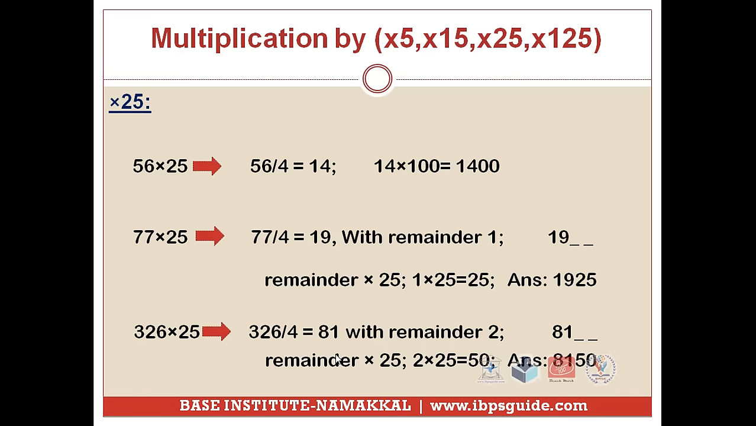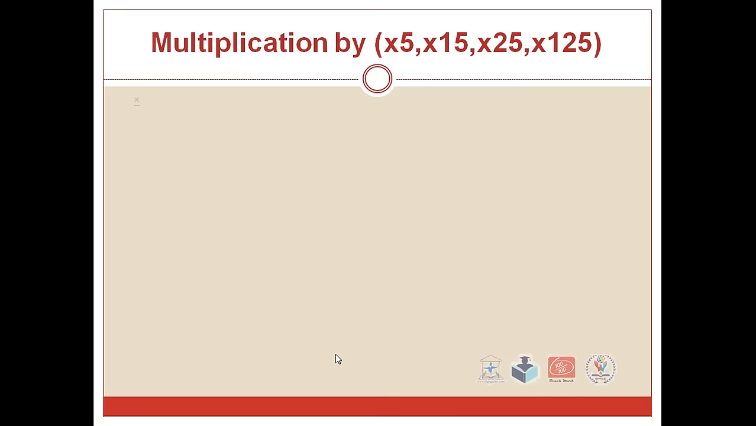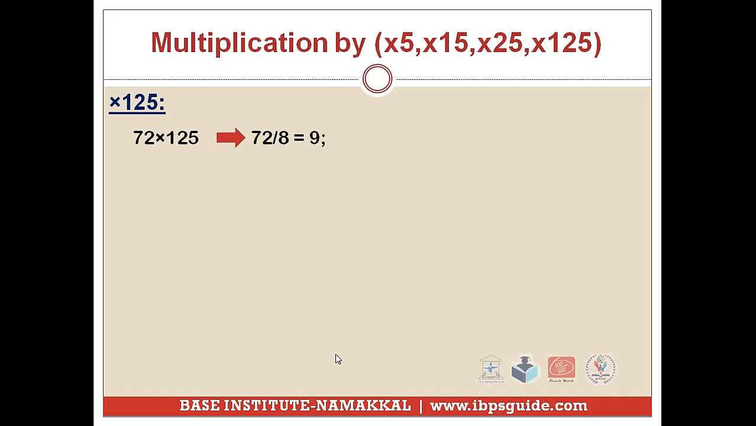We can move on to the next method, multiplication of numbers with 125. We will take multiplying 72 with 125. First we have to divide the given number 72 by 8, so that we get 9. And then finally we have to multiply the resultant number 9 with 1000. We get the answer 9000.